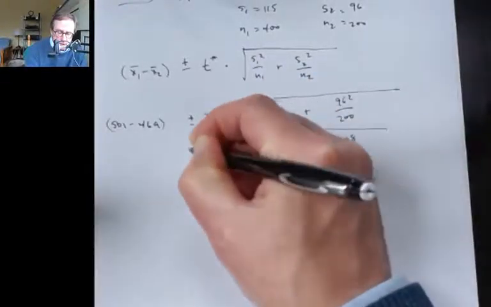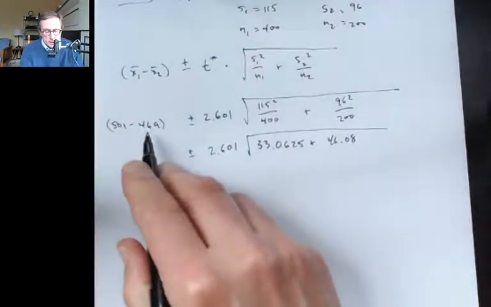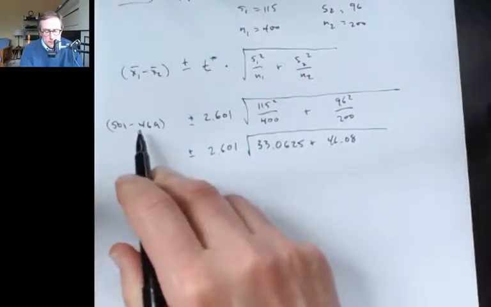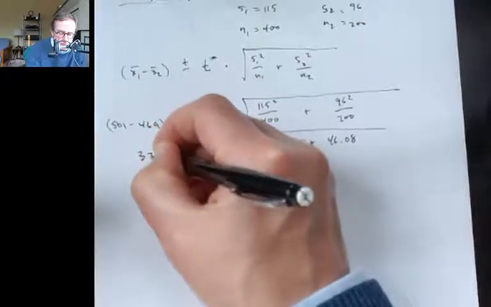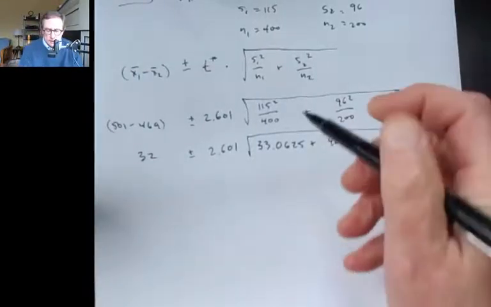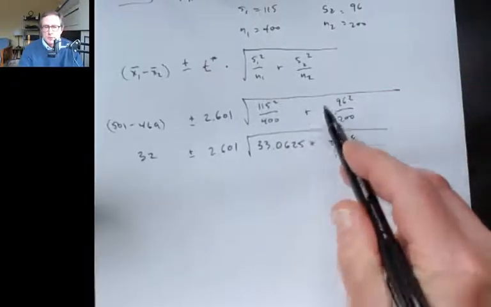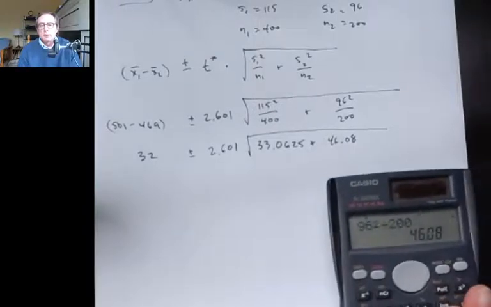$2.601. And this must be, let's see, 501 minus, it'll be 31, 32. Okay, let's see how I do. I like to not do this all in one go, but to break it into a couple steps because then I'm less likely to flub it up. Let's see how I do.